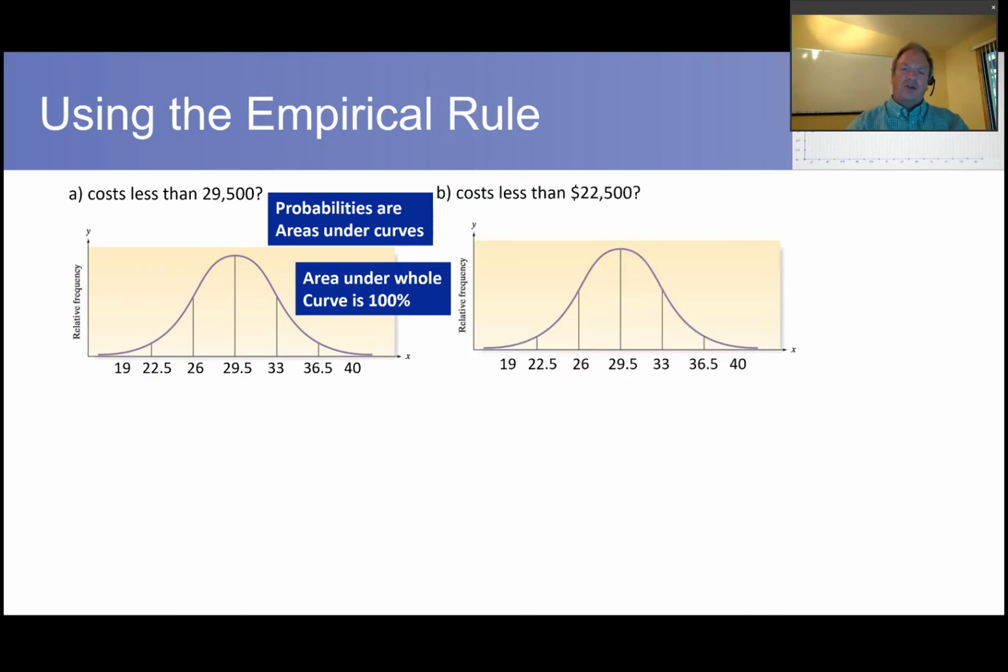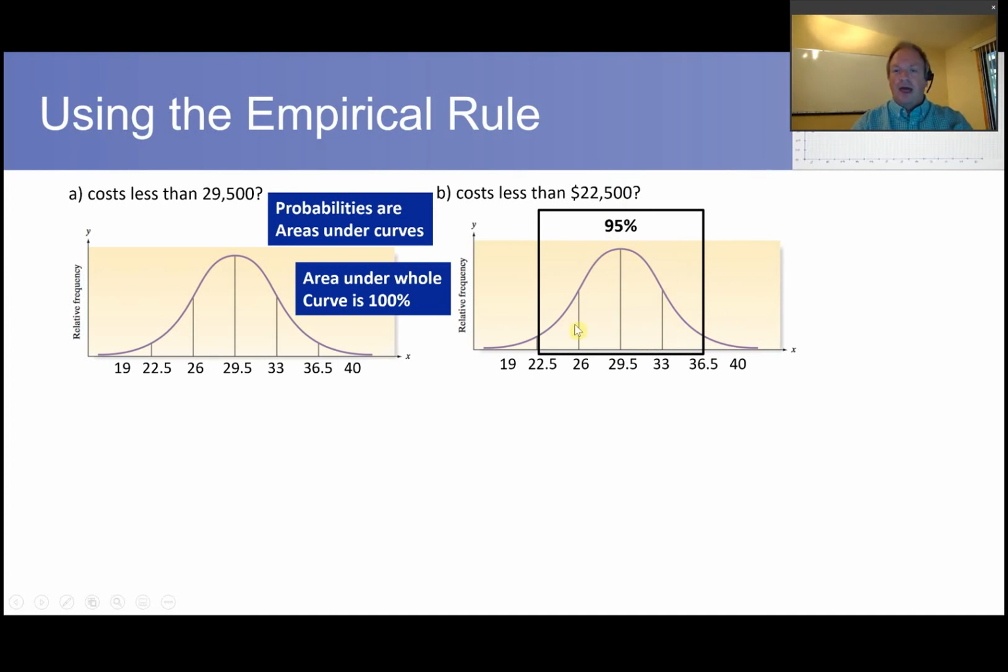Let's ask the question: a randomly chosen car costs less than 22,500. Now, when we're working with the empirical rule, it's important to realize we don't actually care about the data value itself. All I care about is how many standard deviations above or below the mean my data value is. So in this case, 22,500 is 2 standard deviations below the mean. And what do I know about data values that are 2 standard deviations above and below? I know that 95% of the data values are in this range.